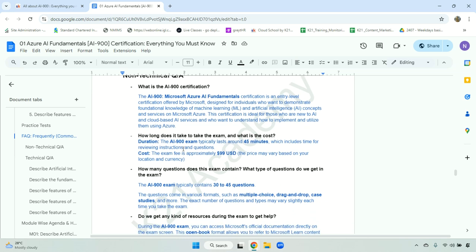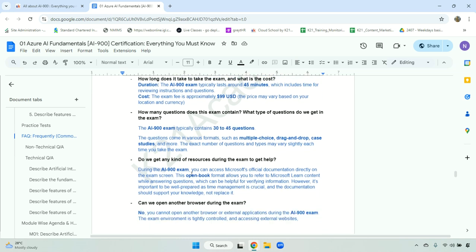Same way we have updated, like you may have a question related to how long it takes to give the exam, or what is the time or duration for it, what is the cost of it. These are some of the most frequently asked questions. So we have added those questions over here. So what is the duration? Exact duration we have provided, which lasts around 45 minutes. What is the cost for this exam? In USD, it is $99, which we have provided. This cost is going to vary based on the location and the country that you choose.